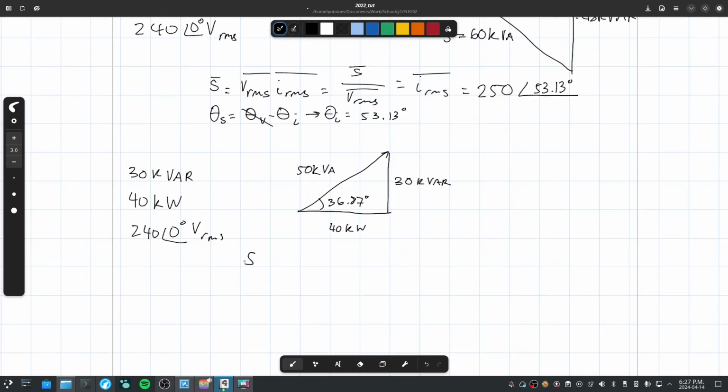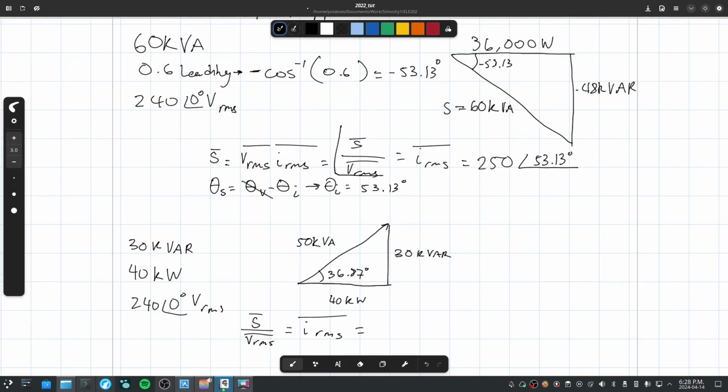And now let's find the current here. It's the same process, right? It's the magnitude of the apparent power divided by the magnitude of VRMS is equal to the magnitude of IRMS. How did I get 250? S is 60,000. VRMS is 240. This bar on the top here means magnitude. It should be magnitude, I forgot. But in this case it means magnitude, yeah.